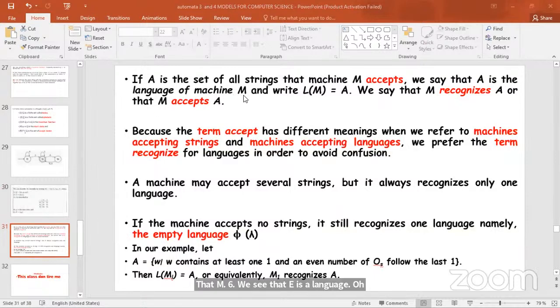In essence, if A is the set of all strings that M accepts, we say that A is the language of the machine M. So we say L(M) equals A. Once you drive in any set of strings, you see we tested 1, 1, 0, 1 initially, then later we tried 1, 0, 1, 0, 1, 0, 1, 0, 1. Those are types of input strings that automaton M1 can accept. So if it can accept all those kinds of strings, it means that M recognizes A, or M accepts A. So we say that A is the language of the machine M.